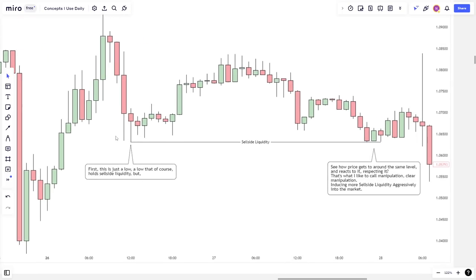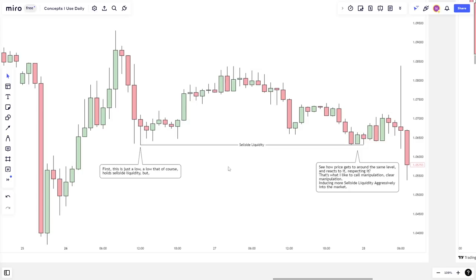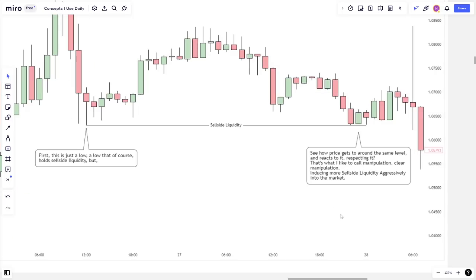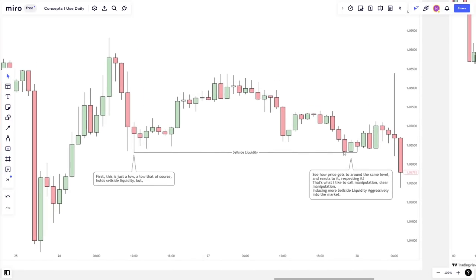As you can see, when price starts to retrace back into the level, it actually does respect it again. Now, again, every single low, every single high has liquidity. So as an example, this low has liquidity. This low has liquidity. This low has liquidity. Now, there's another concept that I will explain later, I believe, which is what I like to call manipulation. It's just, in this case, right, we already have liquidity below this low.